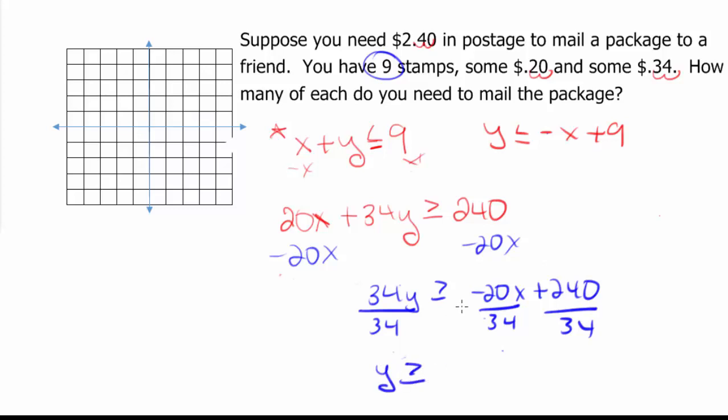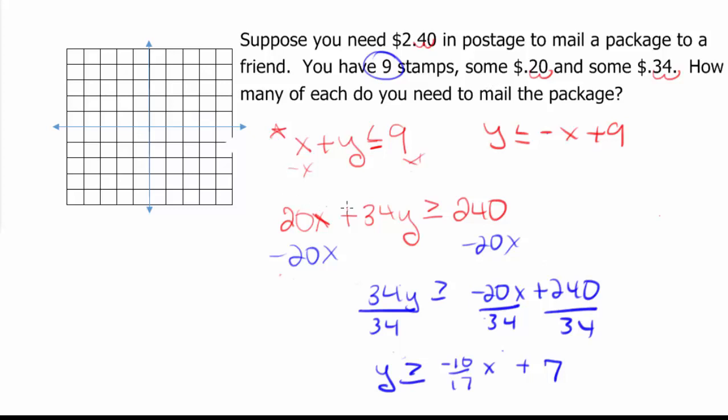Okay. y is greater than or equal to, and we're going to make this just negative 10 over 17x plus, I believe this is about 7. Yeah, it's 7.05 for today. We're just going to round it to that. Okay. Now, this graph will be a little hard because it's not big enough. Okay, and we're only going to use the first quadrant because you can't have a negative amount of stamps.